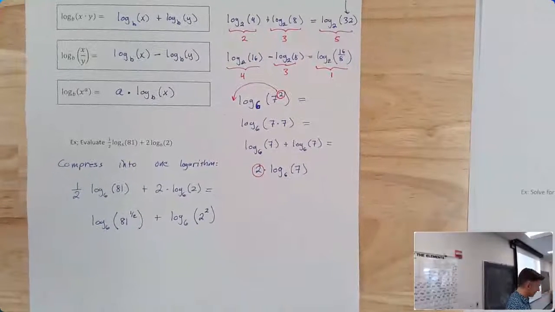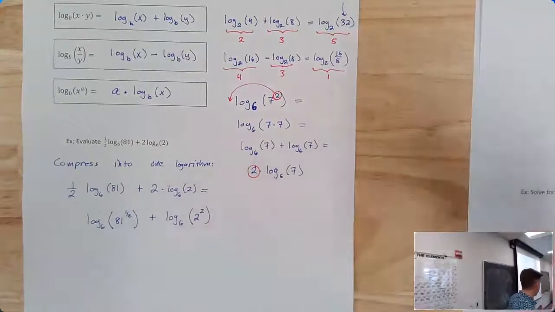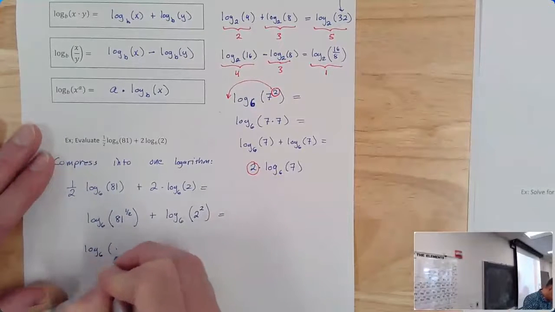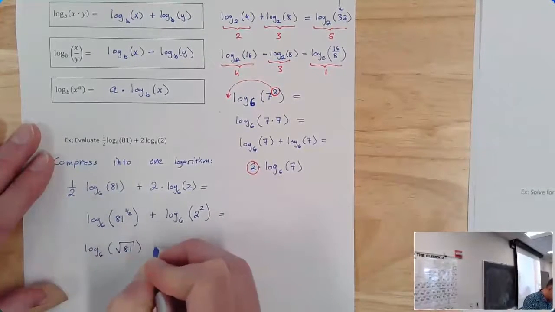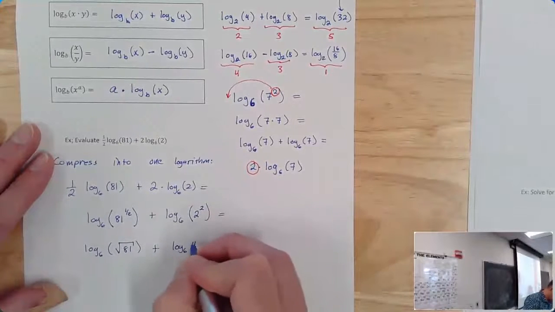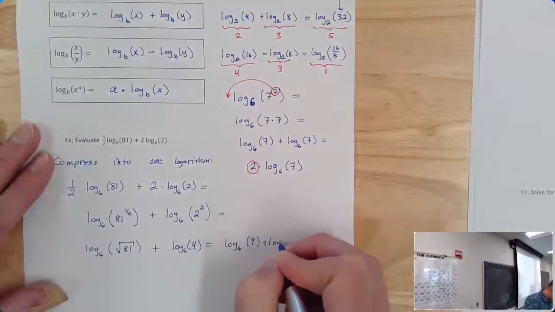Because that is something that now I can smash those two things together. But before I do that, I could probably simplify those insides. 81 to the 1/2 might not look very familiar, but the square root of 81 should. The square root of 81 is just 9, and it's just written in the other way of writing the power. So this is really log base 6 of the square root of 81 plus log base 6 of 2 squared, which is 4. And that's going to be log base 6 of 9 plus log base 6 of 4.